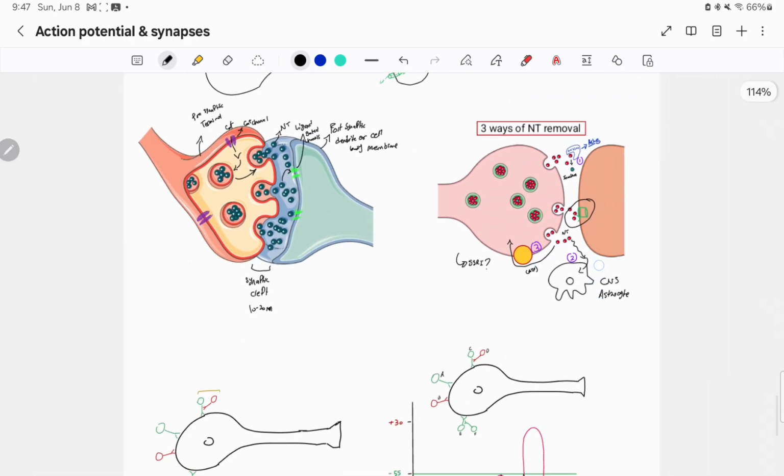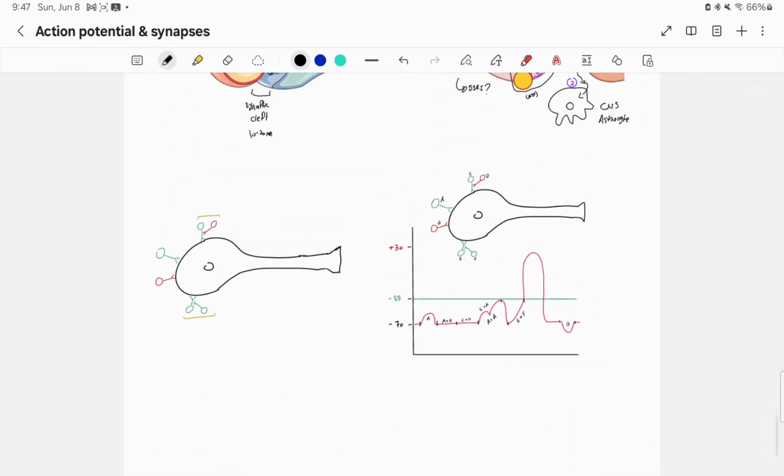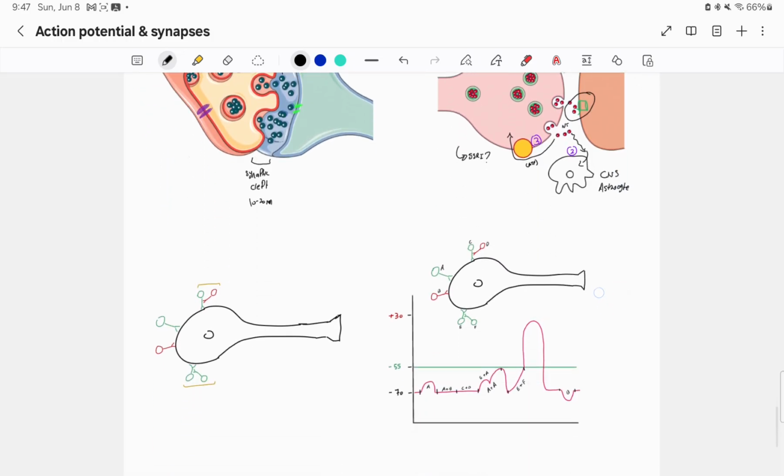Alrighty. The last thing that I really do want to talk about with regards to the synapse is the concept of postsynaptic integration, which we really did touch on a little bit in the graded potential video, but the notion of postsynaptic integration is really important, okay?